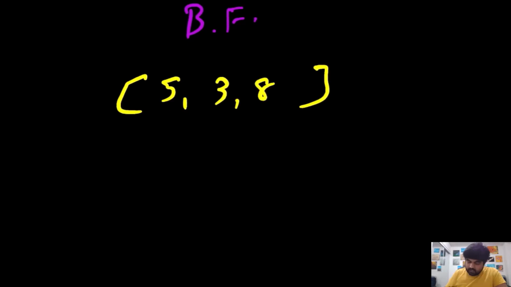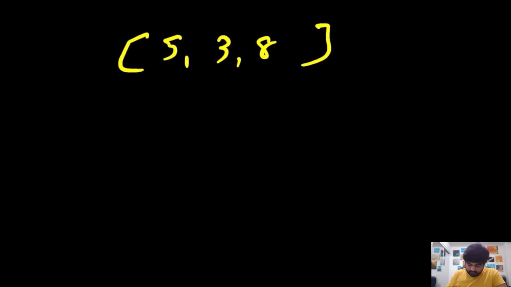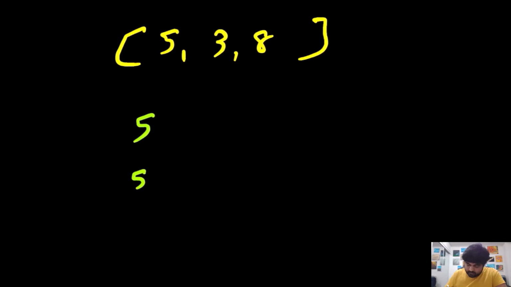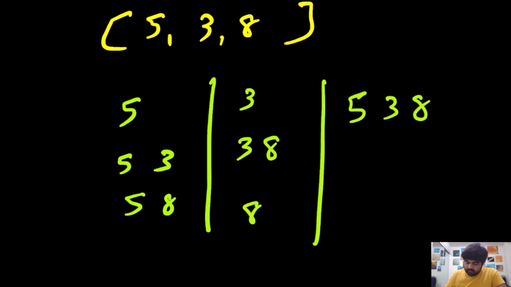Suppose our given input is 5, 3 and 8. I'm only taking 3 elements because I need to show why this approach is bad and what the possible subsequences we can make out of this are. So let's start making all the possible subsequences. The possible subsequences would be 5, 3, 8, 5 3, 5 8, 3 8, and 5 3 8. These are the possible subsequences we can make out of only these 3 elements.